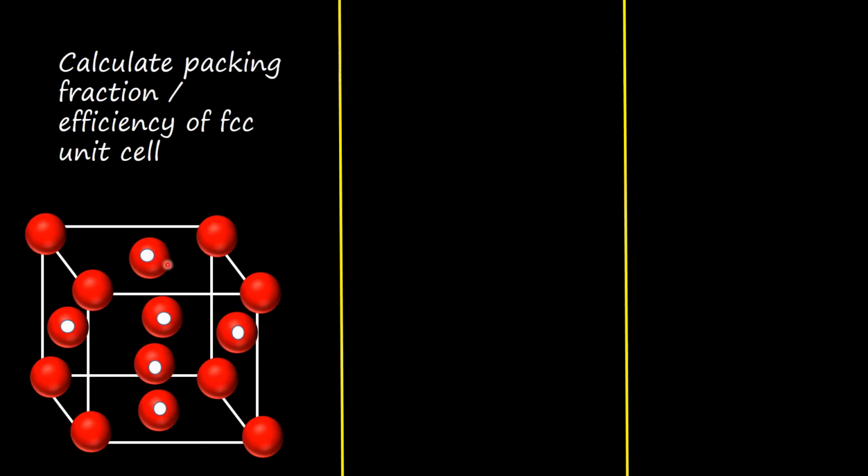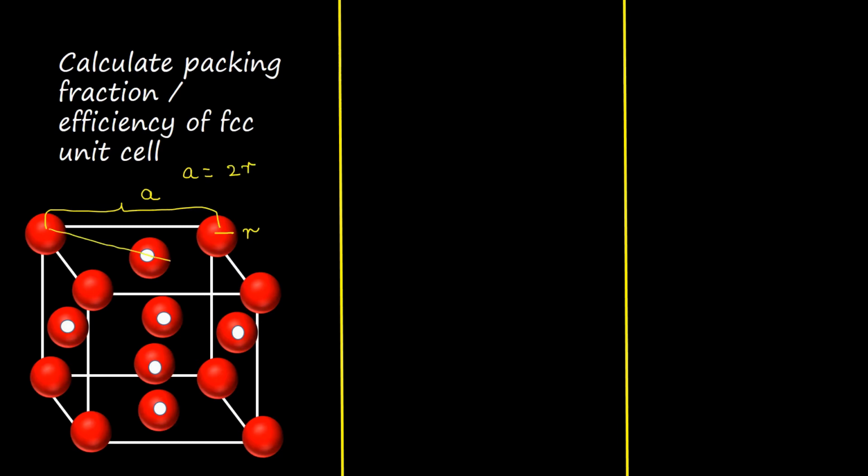We have to approach this problem slightly different from how we approached the previous problem. This is the radius of the sphere marked r. This is the edge length a. It is the same for all edges because it is a cube. Edge length a is equal to 2r.